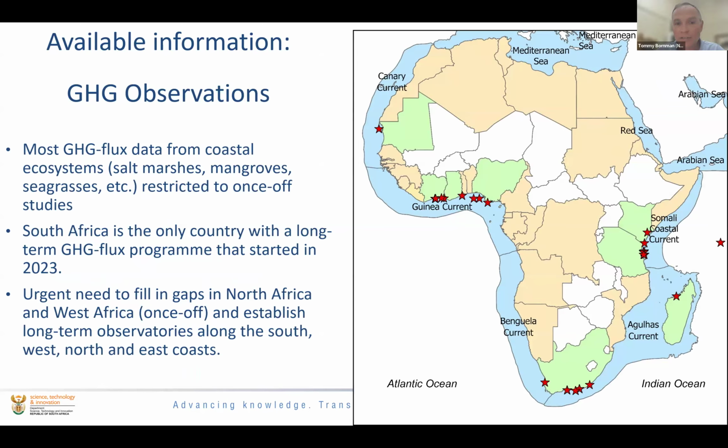South Africa is the only country so far with a long-term greenhouse gas flux program in Africa. Not globally, but in Africa. And this started in 2023. So there's an urgent need to fill the gaps, especially in North Africa and West Africa, and to establish long-term observatories in all these areas.